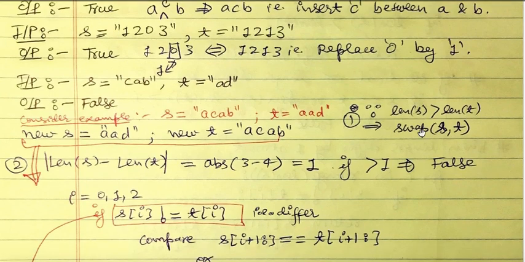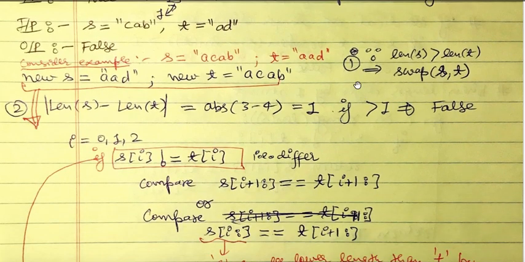So if the length of S is larger, we swap it, so the smaller one becomes the source. Here the target was AAD, which is of length 3, and the source is ACAB, which has a length of 4. Here the source is larger, so we swap it, so our new source becomes AAD and our new target becomes ACAB. This is how we will do it in the programming. In the next step, we compute the length of source and target. We see 3 and 4, so the difference is just 1.